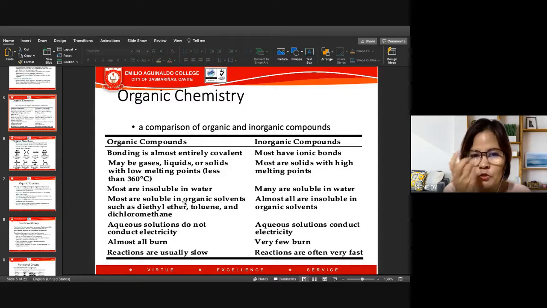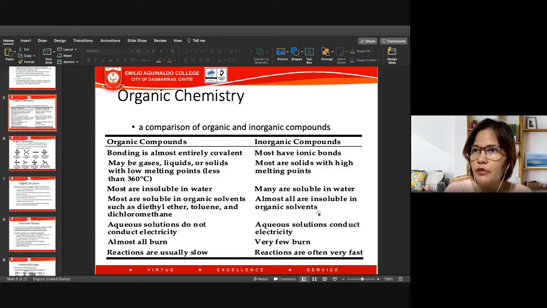So we have some compounds inside the body. For example, lipids, they're not soluble in water. But when you talk about inorganic compounds, they are soluble in water. So here, like dissolves like. So organic solvents are dissolved in organic solvents that are similar to them in terms of usually molecular weight, density, pwede din. So for example, diethyl ether, toluene, and dichloromethane. Almost are insoluble. Insoluble. So, hindi pwede.